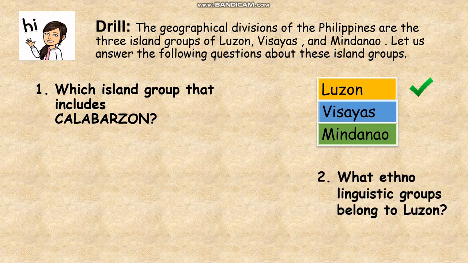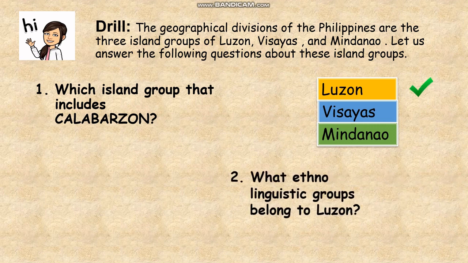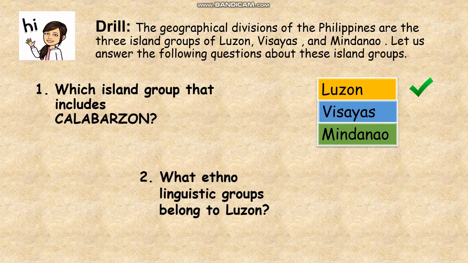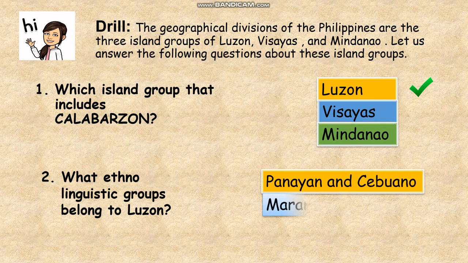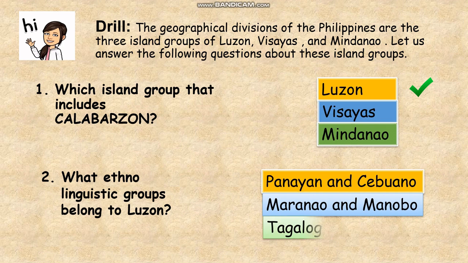Second question. What ethno-linguistic groups belong to Luzon? Panayan and Cebuano, Maranao and Manobo, or Tagalog and Ilocano? Very good. The correct answer is Tagalog and Ilocano. Let's proceed to the third question.